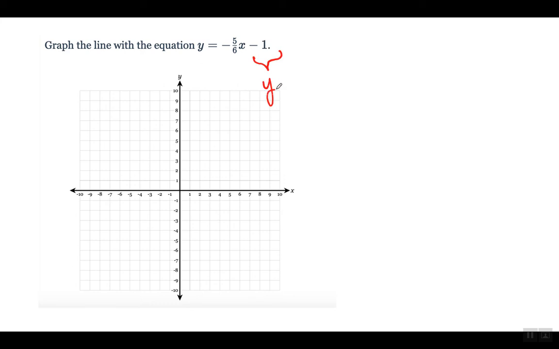Here again, my y-intercept is -1. The slope is -5 over 6. Negative, so the line is going down, and the rise is 5, and the run is 6.